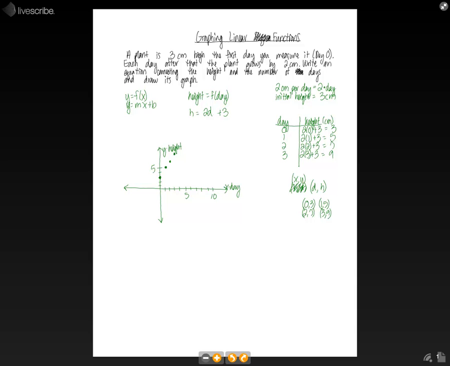So this graph isn't drawn to scale, obviously, and so this is just kind of an estimate, but we can see the trend that we want to see, which is that as the days increase, the height increases, which is what we assumed would happen from the beginning. So this is how we would graph a linear function.